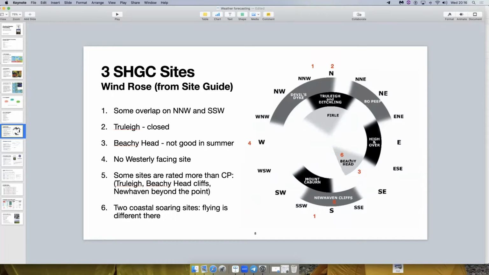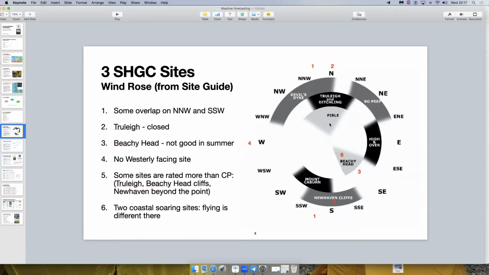Beachy Head, being a coastal site, tends not to be good in summer when the air temperature is warmer than the sea temperature, because what that means is cold air comes, it sinks. So instead of going up, you will go down. You're probably all aware that we don't have a westerly facing site.